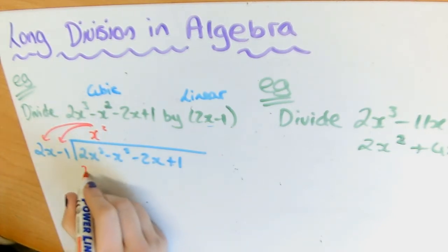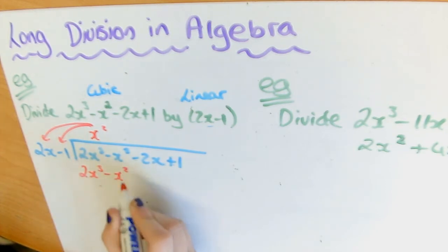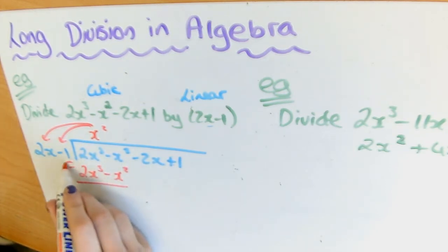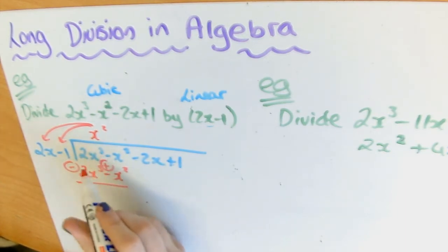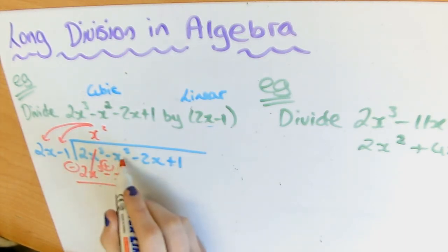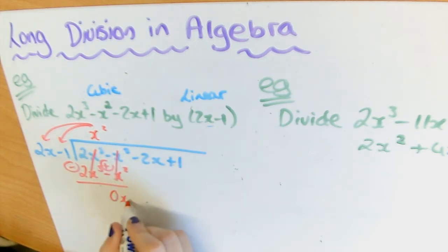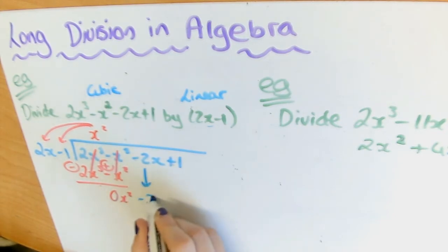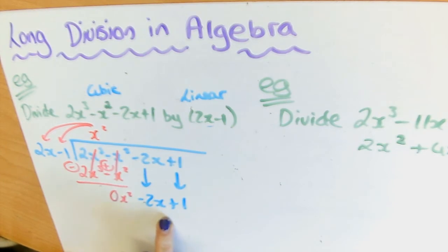X squared by 2x gives me 2x cubed. X squared by minus 1 gives me minus x squared. I underline and I change my signs, so I now have a minus 2x cubed and a plus x squared, because 2x cubed minus 2x cubed gives me 0. Minus x squared plus x squared also gives me 0x squared, which means now I'm going to bring down my minus 2x and bring down my plus 1, because I always like to have two terms down here.